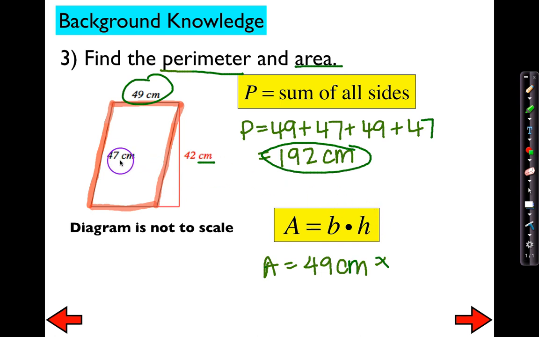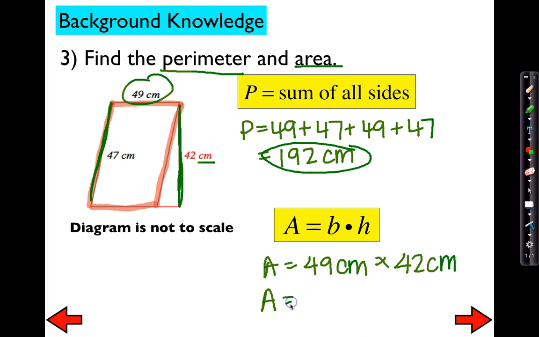For height, let's think. Is it going to be the 47 centimeters, which represents this right here, or do you think it's the 42 centimeters that runs straight up and down? Hopefully your answer is 42 centimeters because the height is measured from top to bottom. We don't measure from a diagonal length. So here, the height of this shape is 42 centimeters tall. So let's multiply that by 42 centimeters.